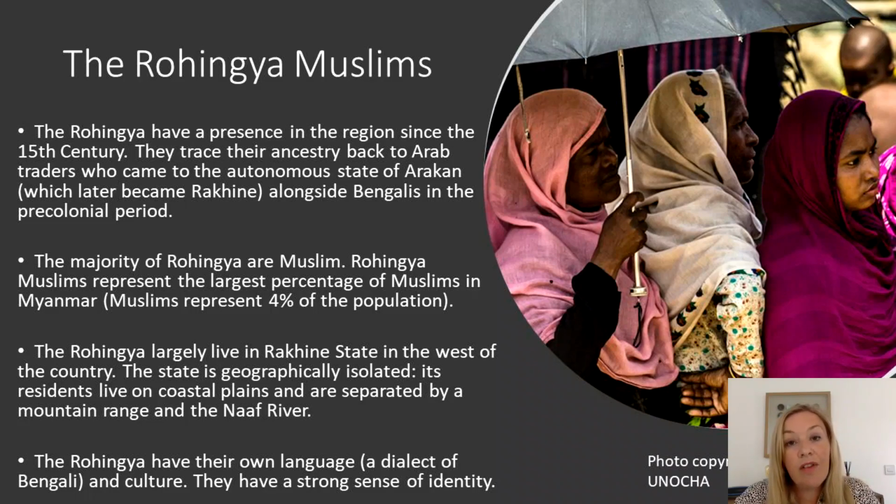The Rohingya largely live in Rakhine State in the west of the country, and again, geography comes into play when we think about marginalisation and inequality. So the state is geographically and physically isolated, so its residents live on these large coastal plains, and they're separated by a mountain range which cuts them off physically from the rest of Myanmar, and the Naf River. The Rohingya have a really strong sense of identity, so they have their own language, which is a dialect of Bengali, and they have a whole series of cultural practices and traditions that differentiates them and gives them a really strong sense of an ethnic identity.